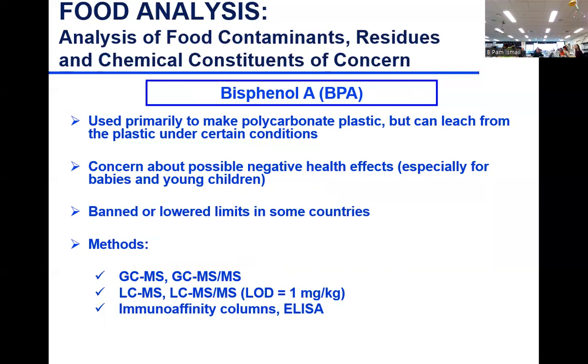Again, chromatography: you can see LC or GC with mass spec in tandem, with high sensitivity and very low limit of detection. And of course, immunoaffinity columns and ELISA as well.